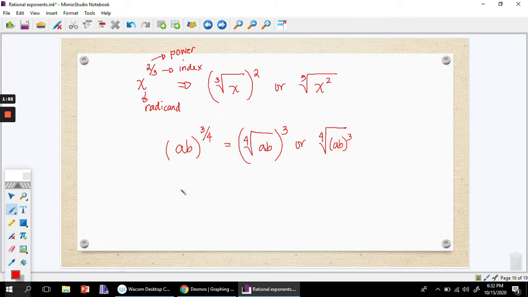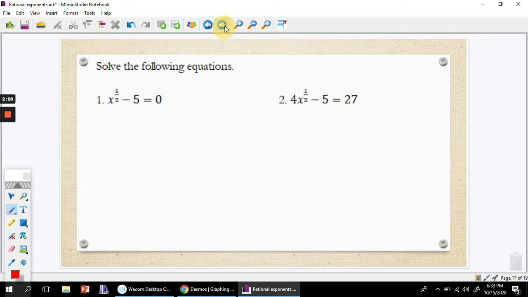Another one, let's say you have 5x raised to 1/2. The denominator of the exponent is 2, so that will be square root. We don't write 2 for an index. Then 5x raised to 1, and we also don't write 1 for an exponent. So square root of 5x is the same as 5x raised to 1/2. Okay, so let us now proceed to the topic.